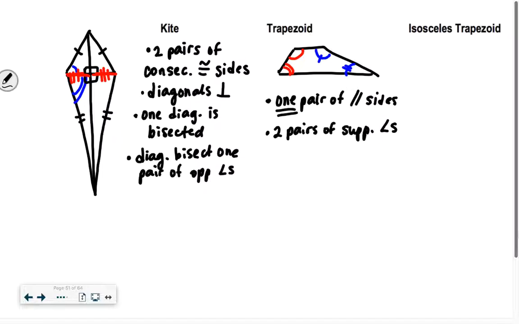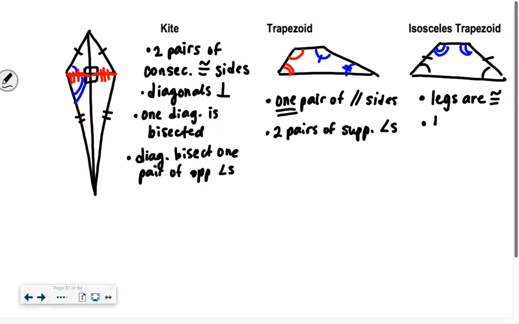And then the last one, isosceles trapezoid. So that's when we have 2 sides that are congruent and then those base angles are the same. And we don't just call base angles the ones on the bottom. We have the ones on the top as well. Those are the same as well. So legs are congruent. Base angles are congruent. And with that, there's 2 pairs.